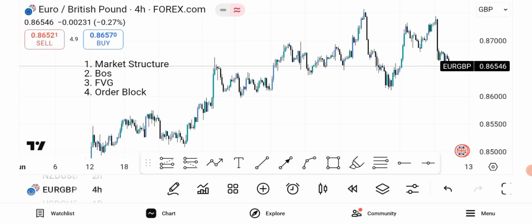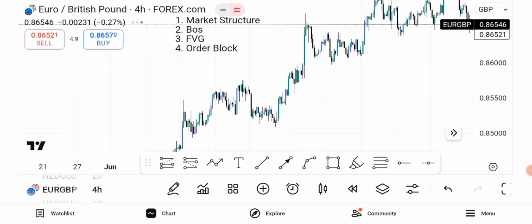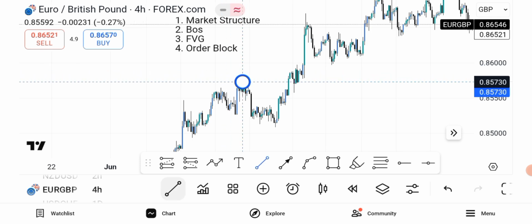If we were involved in a downtrend, we would be looking for break of structures to the downside. But in this one, we're involved in an uptrend, which means we're going to be looking for break of structures to the upside. Now, what does that mean? Let me show you. Break of structure simply means we are breaking a structure. As you can see, we broke a structure here.